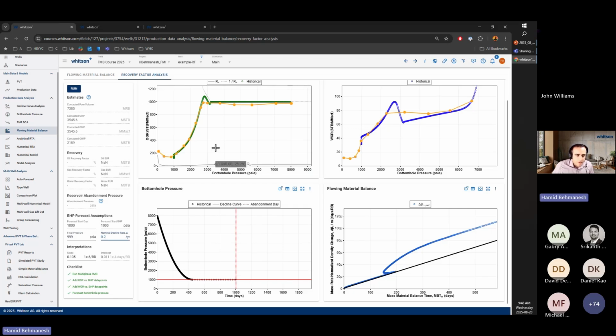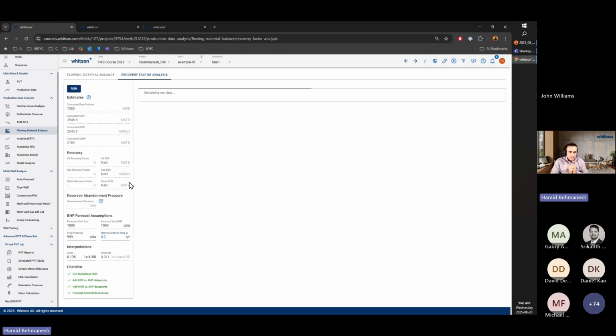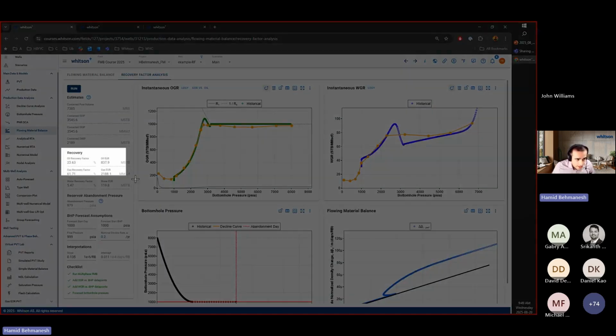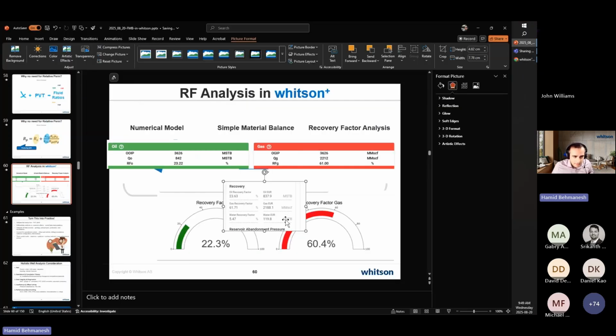This is my profile for prediction of the OGR and water gas ratio. If I click on run, I calculate the recovery factor, to see how close I am to what I have already calculated from the numerical model and from the simple material balance calculation. So this is the result, recovery factor. We're going to copy that as well, recovery factor, and put it here. So 3 independent modules, very close results: 23, 60.23, 22.